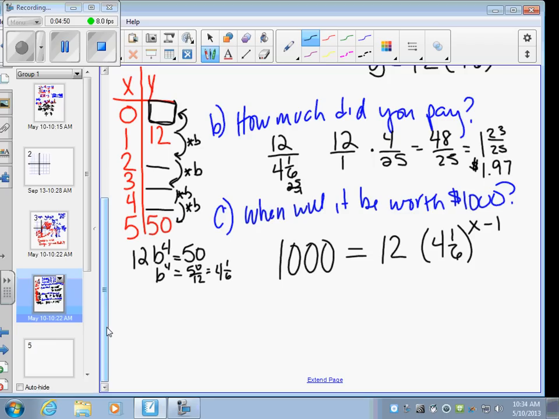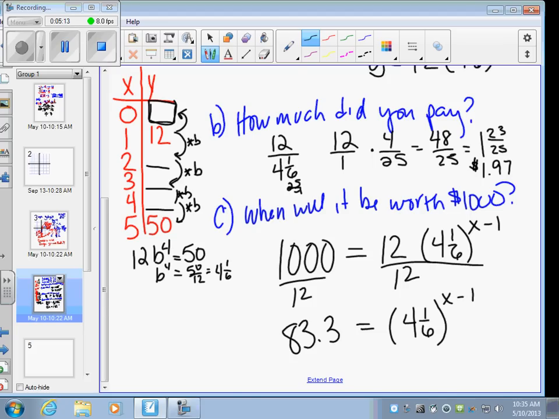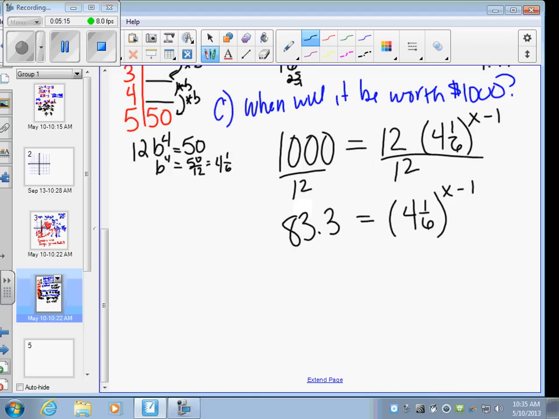So the first thing that you'd have to do is divide both sides by 12. So I guess now I'm going to have to finally pull out my calculator here. And when I do that, 1,000 divided by 12, I get 83 and a third equals 4 and 1/6 to the x minus 1. Now the problem is that the x is up in the exponent spot, and so I have to log both sides. Take the log of both sides because that'll bring this down in front.